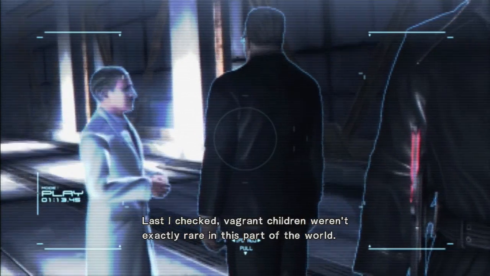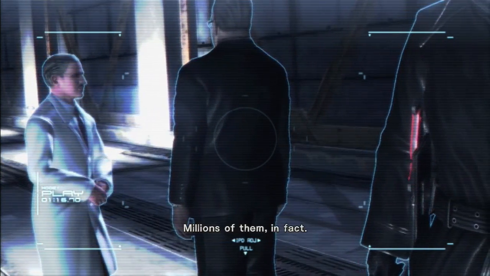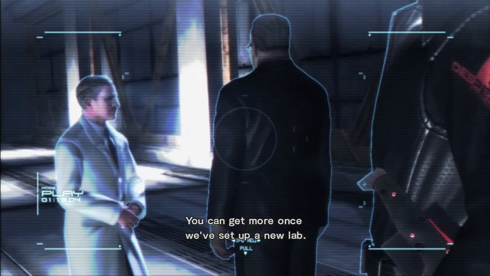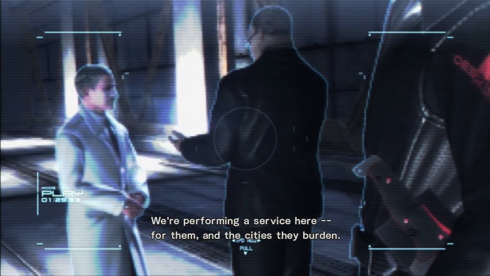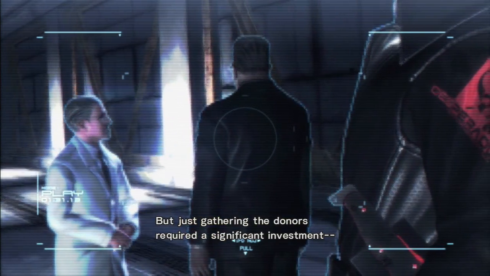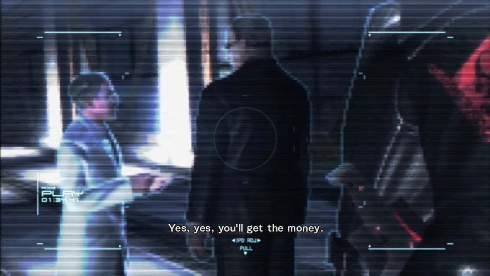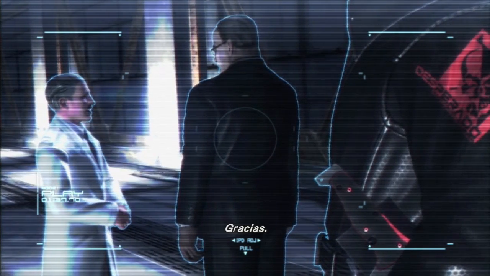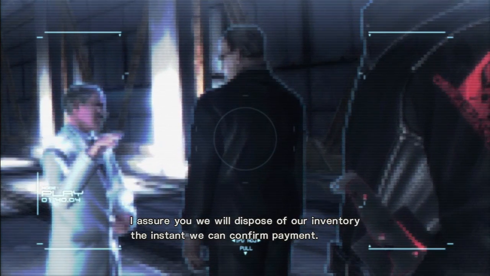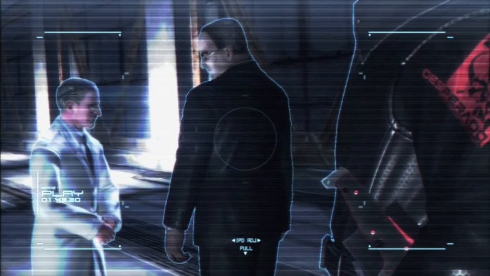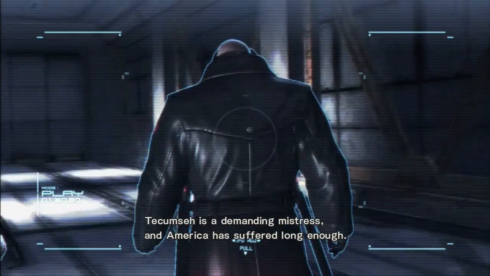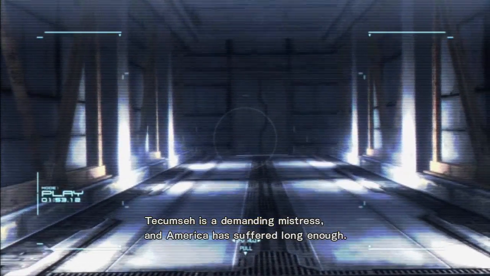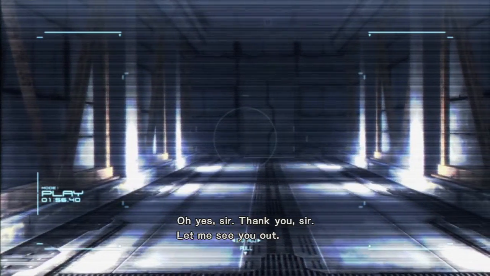Last I checked, baby children weren't exactly rare in this part of the world. Millions of them, in fact. You can get more once we set up a new lab. They lead lives of hunger and pain. We're performing a service here. For them and the cities they burden. But just gathering the donors required a significant investment. Yes, you'll get the money. Accounting will be in touch. Gracias. I assure you we will dispose of our inventory the instant we can confirm payment. Are we done here? I've got a full slate today. Tecumseh is a demanding mistress, and America has suffered long enough. Oh, yes, sir. Thank you, sir. Let me see you out.